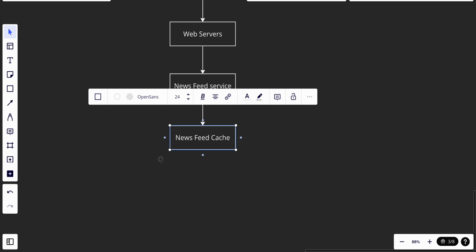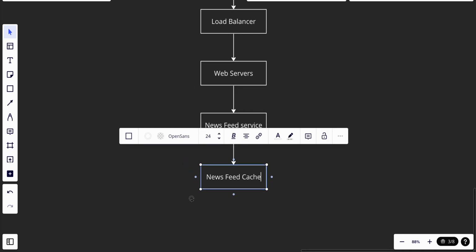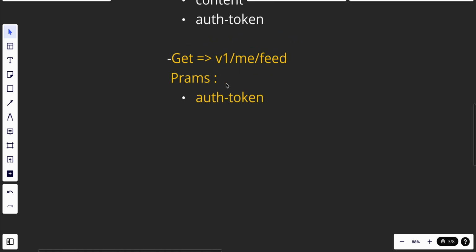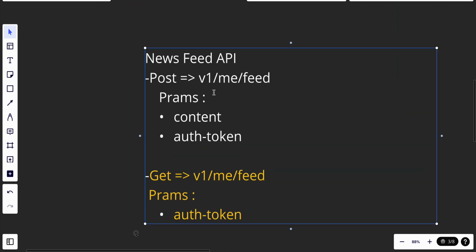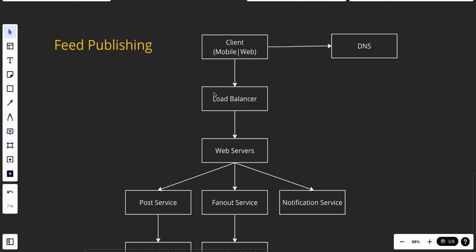So for the newsfeed building, the user sends a request to retrieve the newsfeed. We talked about the newsfeed publishing and the newsfeed building. This is the newsfeed building. Oh sorry, I made a terrible mistake. For this one, we are using a post request, not a get request. This is post, not get. We are using a post request for the feed publishing. Sorry.